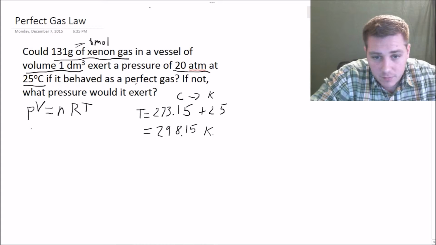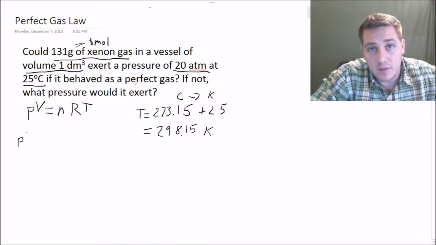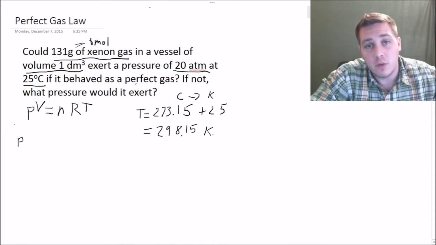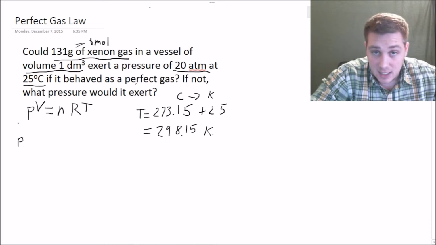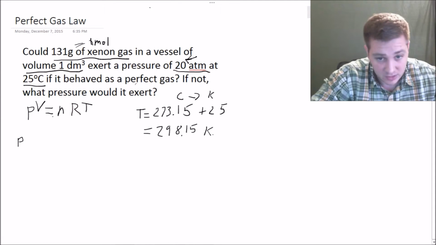We can start defining our variables. I'm going to leave P as the variable we're solving for, because this solves both questions. If it does act like an ideal gas, it's going to produce a pressure of 20 atmospheres as the parameters have given us, and if it does not, it's going to answer the second question. It's going to tell us what pressure it does exert.